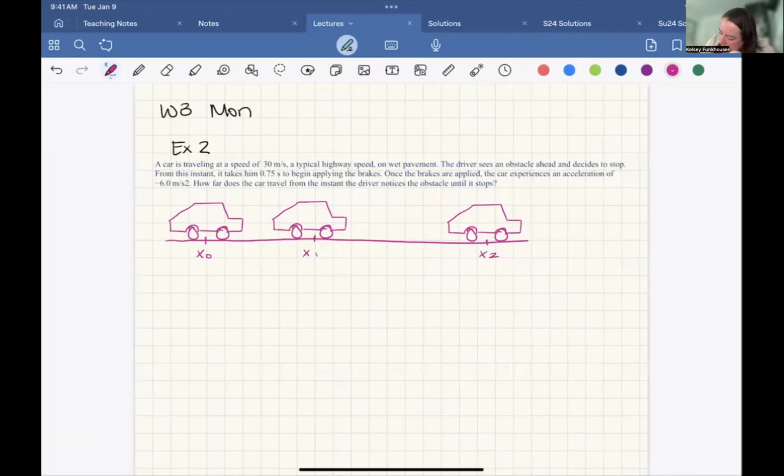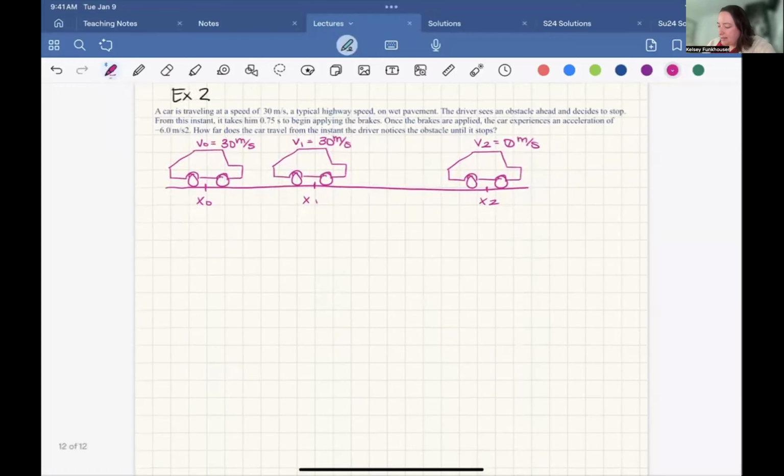And we know the initial velocity, or velocity naught, is 30 meters per second. We also know that to go from position 0 to position 1 there's no acceleration happening in that time, because that's the time the person needs to process that they need to turn on the brakes. So that velocity is still 30 meters per second. And then finally, they're going to come to a stop, so this final velocity is 0. Okay, I think I will leave it at that for now, and we'll do our knowns and unknowns and come back to our diagram. Maybe. I might change my mind.